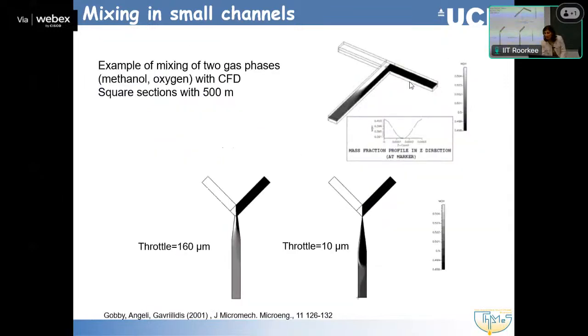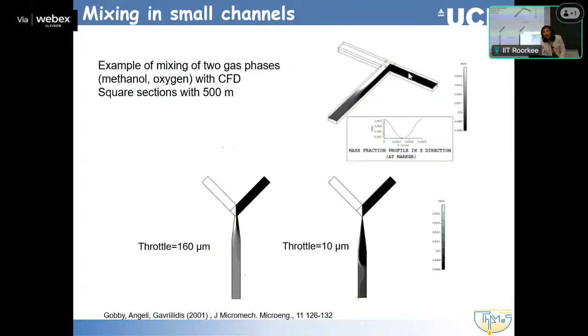And something else, mixing in small channels. We mentioned that we have laminar flows, so the modeling is actually easier. These are some results we got from mixing two gases, methanol and oxygen in this case, in just a T junction, a T mixer. And even by playing around with the geometry of the mixer, the mixing can be improved. What we plot here is the mass fraction. This is one gas, this is the other. And when they are fully mixed, you get this gray color, which is half, because they were joined.